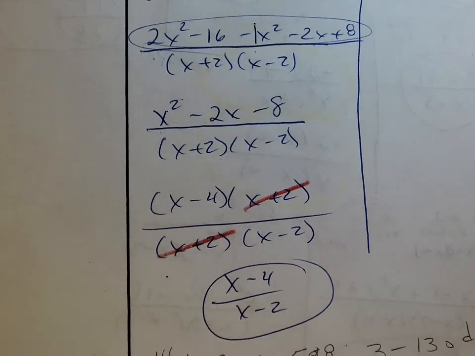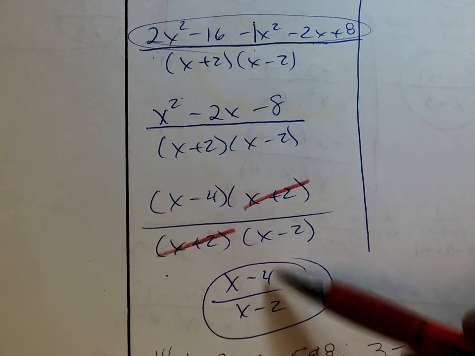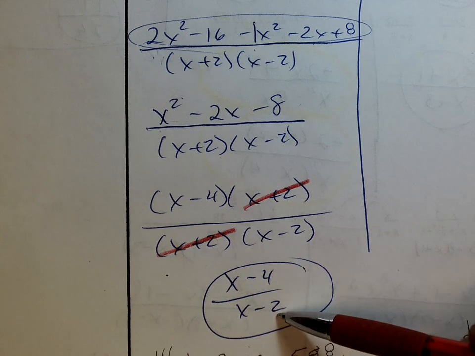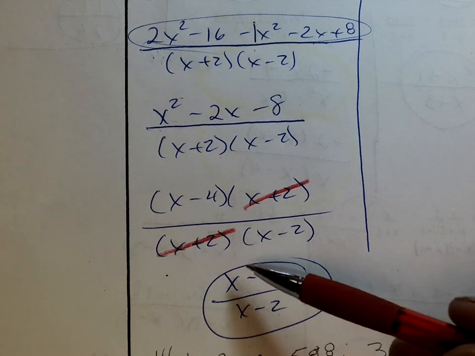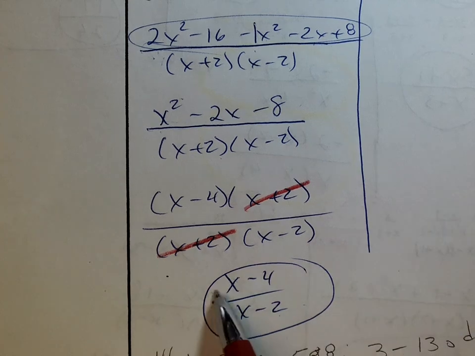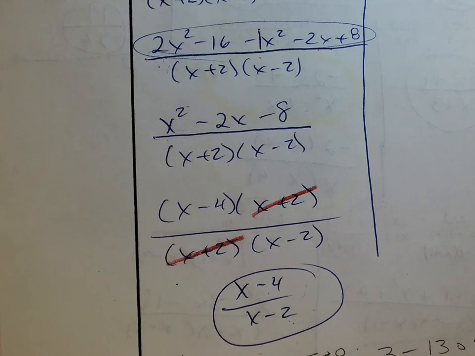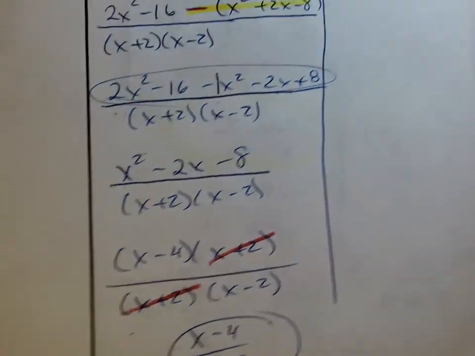Do not cancel the x's. Do not make that a 2. They're different. Don't cancel and don't make that a 2. That is the answer. Do not cancel these because you have to subtract it before you can divide them. Order of operations, okay? All right, last problem.